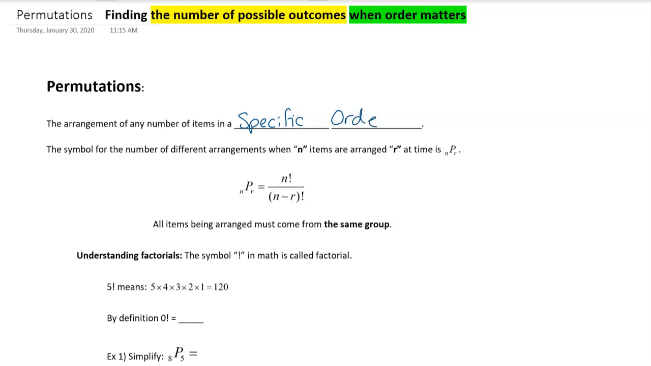For example, first, second, and third place. Or if I'm selecting one person to be president and one person to be vice president. If the different places they go matters, then this is called a permutation.